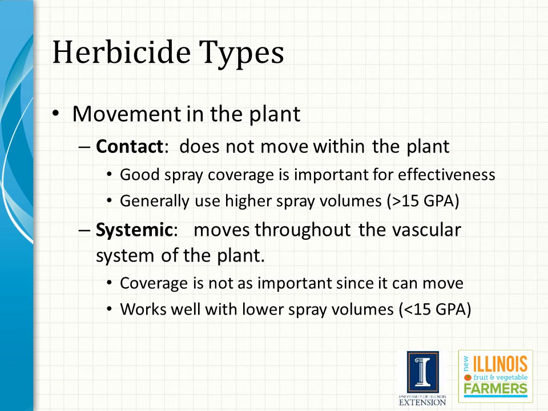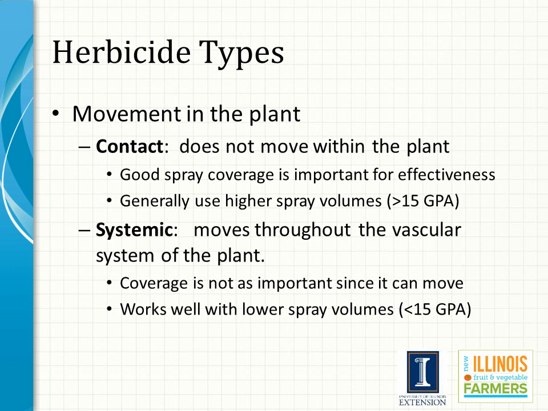First, with herbicide types, some are classified by their movement within the plant. One such type is a contact herbicide. A contact herbicide does not move within the plant, and therefore it requires very good spray coverage, which is important for effectiveness, and is usually used at higher spray volumes, such as greater than 15 gallons per acre. Basically, a contact herbicide, wherever it hits on the leaf, it will react and maybe move slightly, but beyond that, it doesn't move down to the root system.